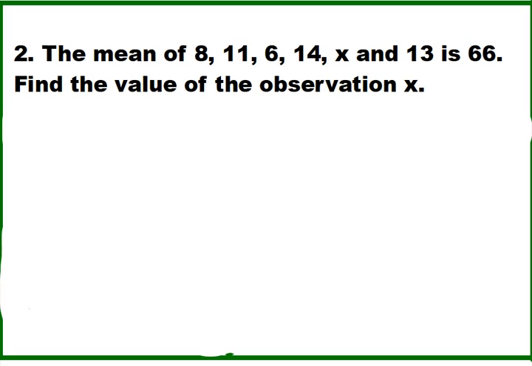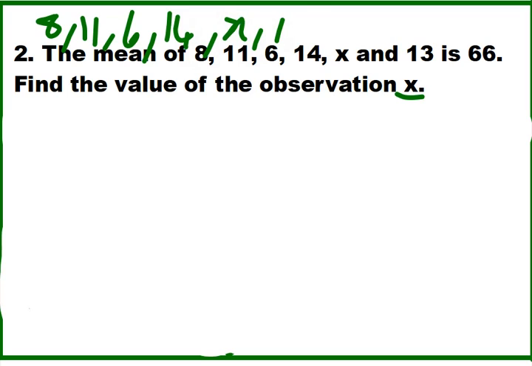In this question, we are given that the mean of 8, 11, 6, 14, x, and 13 is 66. Find the value of the observation x. So we are given a set of data, but we have a missing value, and we already have the mean. So in this case, we are working backwards. Let's see how we are going to get to the answer. So we have 8, 11, 6, 14, x, and 13.